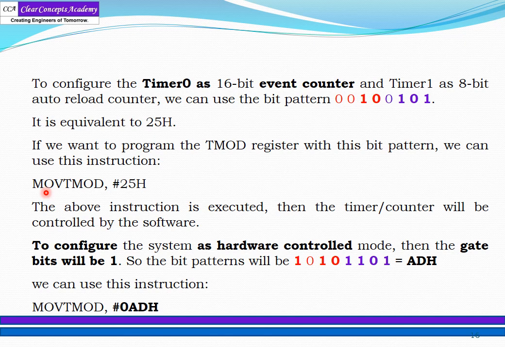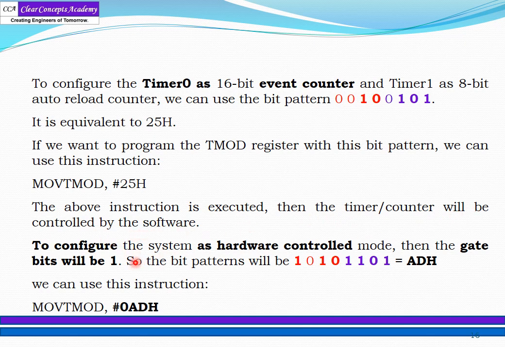That means immediate addressing mode. This is called immediate addressing mode. So you are moving 25 to the TMOD register and setting the timer 0 in mode 1. It is a 16-bit timer, irrespective of the external interrupt, and it is a timer mode. When the above instruction is executed, the timer counter will be controlled by the software.